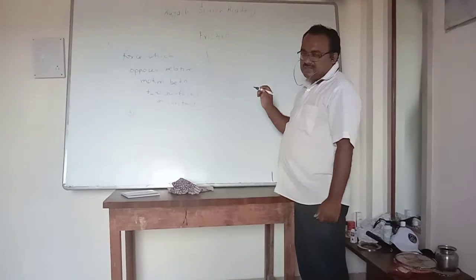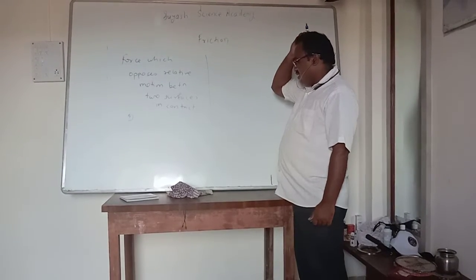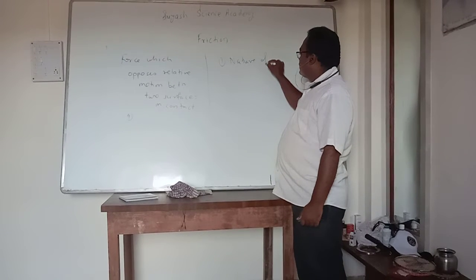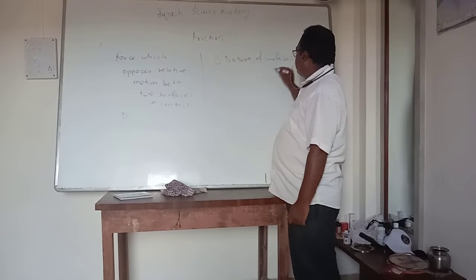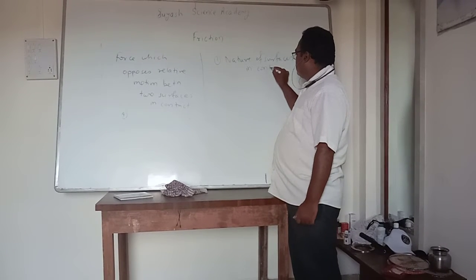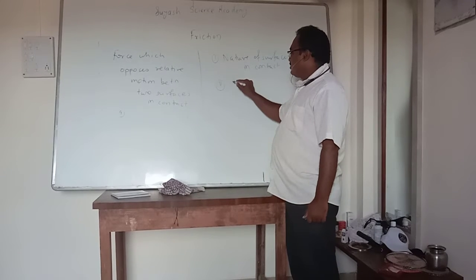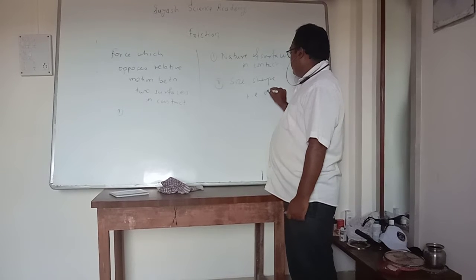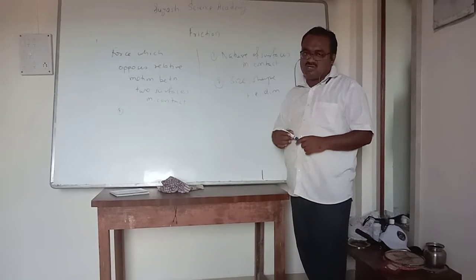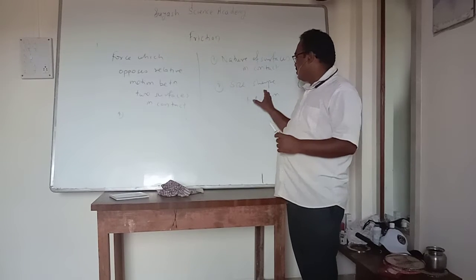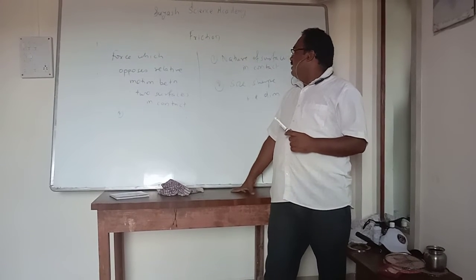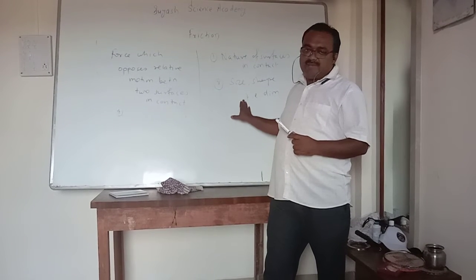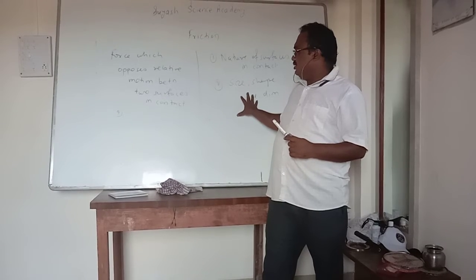Friction depends on 2-3 parameters. First, it depends on the nature of the surfaces in contact. Second, it depends on the size and shape, that is, the dimensions of the objects in contact.